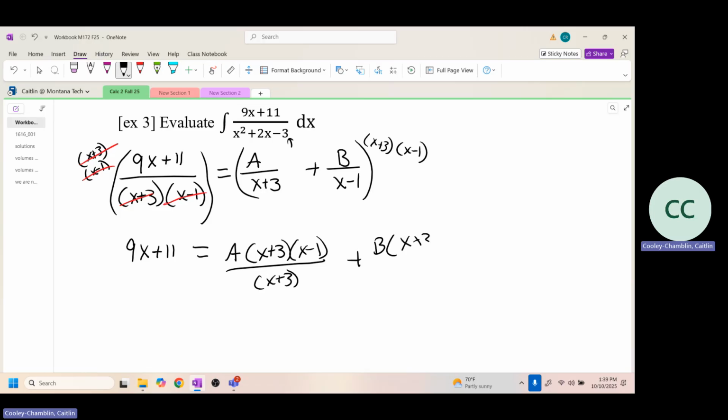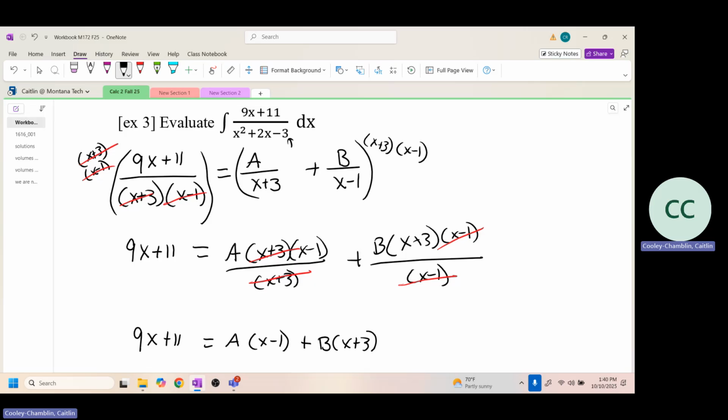B times x plus 3, x minus 1 over x minus 1. So my x plus 3 cancels with my x plus 3, and x minus 1 cancels with my x minus 1. And we are left with 9x plus 11 equals A times x minus 1 plus B times x plus 3.